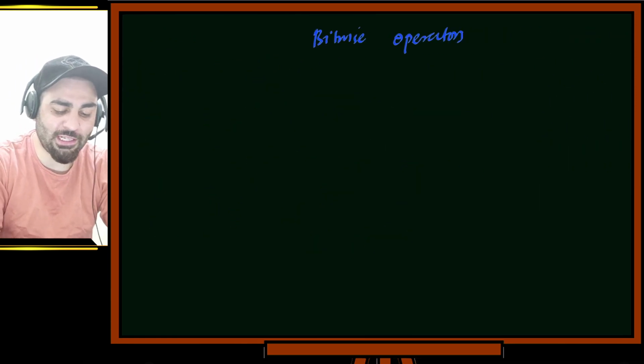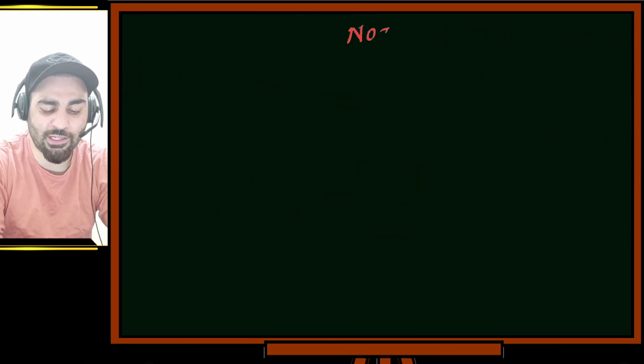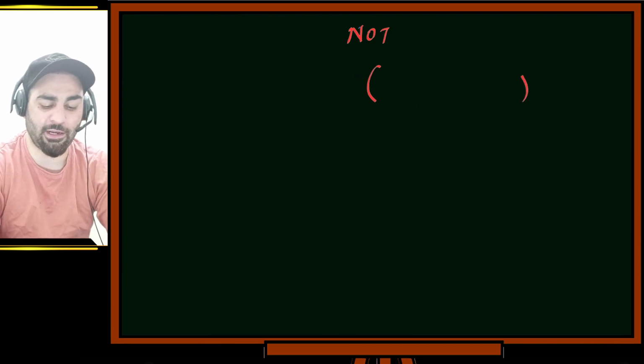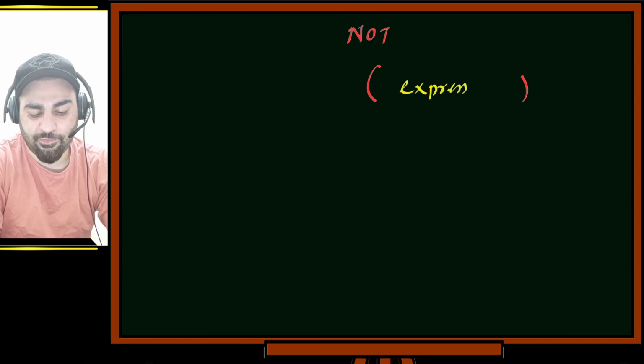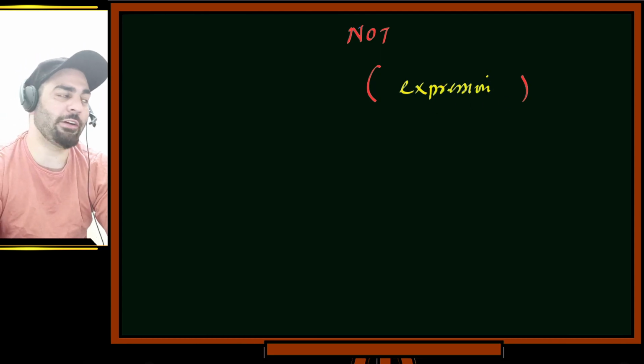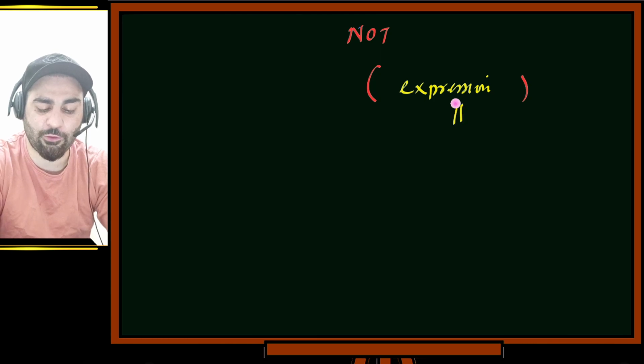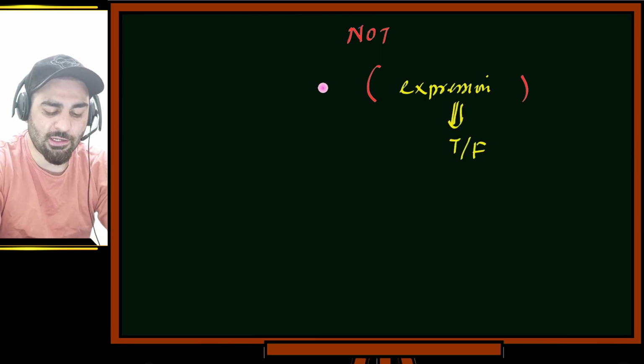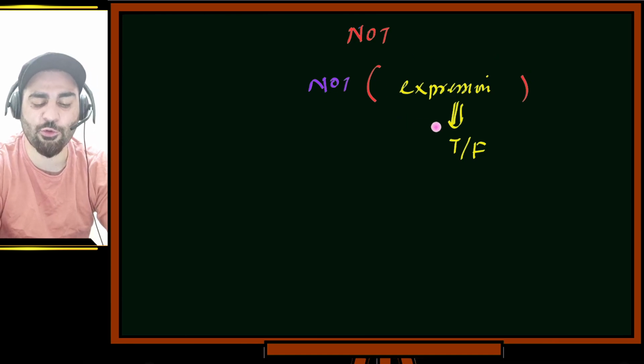Okay, yes. So what the not operation does is, I'll just close this. This is the not operation. It just takes one expression, so this is a unary operator. The expression should evaluate to either true or false. When you apply this not, it will just negate the thing. If this expression was true, it will make it false. If it was false, it will make it true.